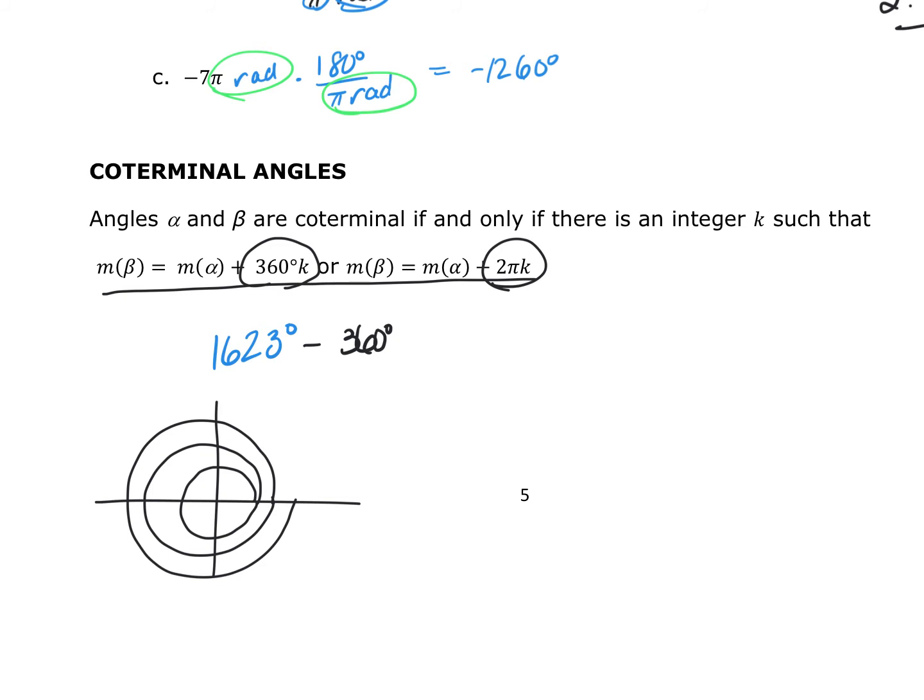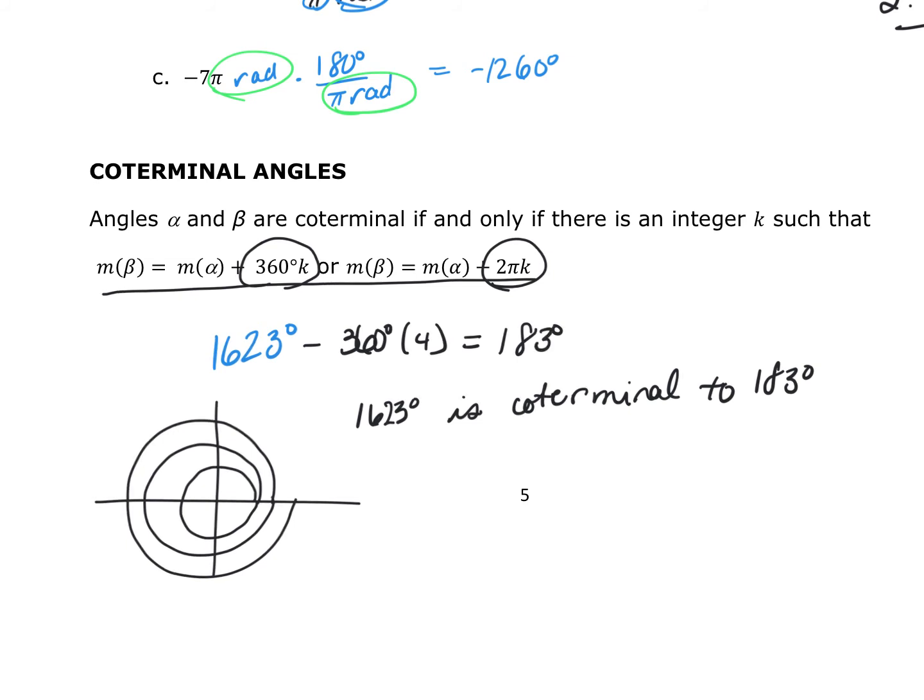So if I take 360 and I just guess and say 4 is a nice number, that gives me 1440. So I think I might do this by pulling off 4 multiples of 360, and I still might not have the coterminal angle that I want. So let's go ahead and just do that. 1623 minus 360 times 4, and so I get 183 degrees. So 1623 degrees is coterminal to 183 degrees. That should be 183, not 180.